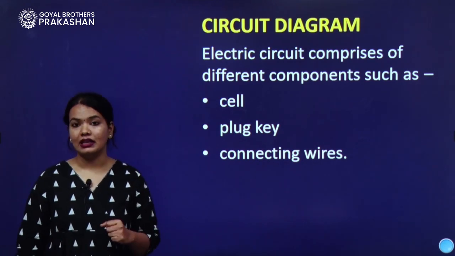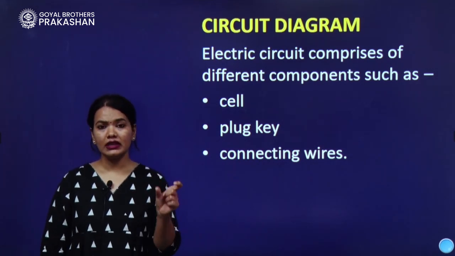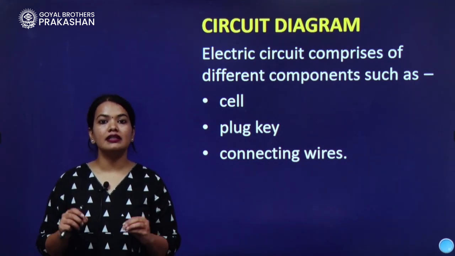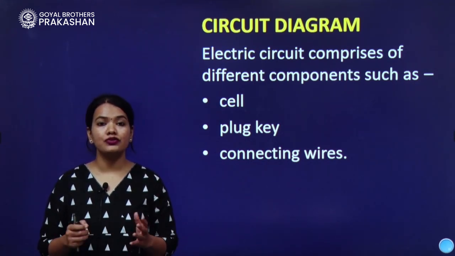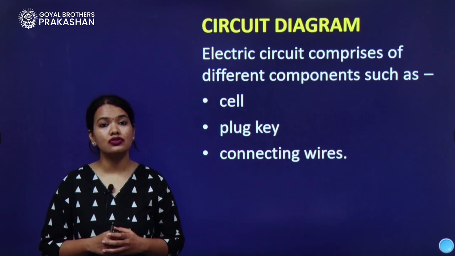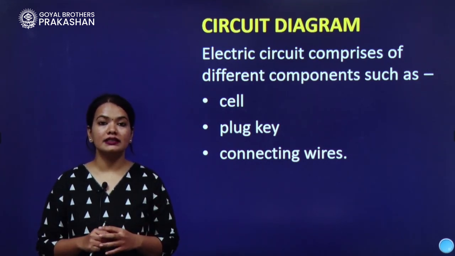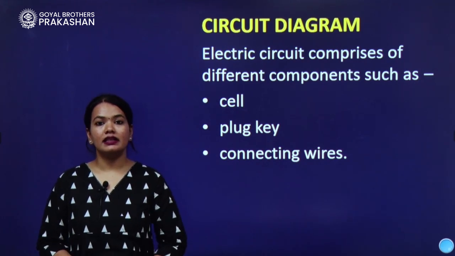Next is the plug key. Now what is a plug key? Whenever there is a circuit, in some cases we need to open the circuit, and in some cases we need to close the circuit. So plug key enables that. How does it enable that?